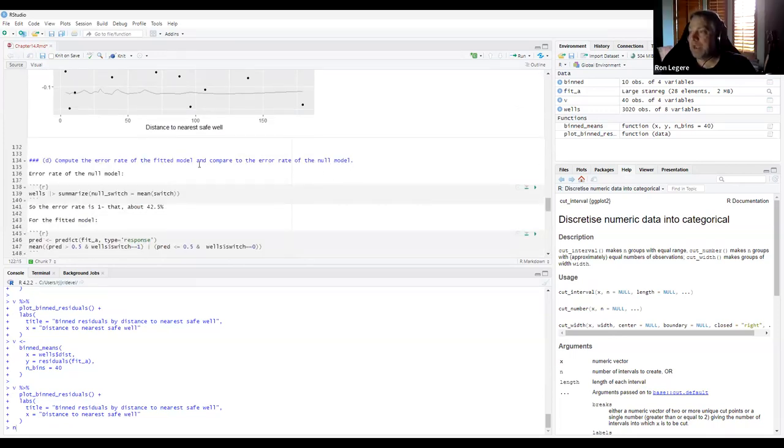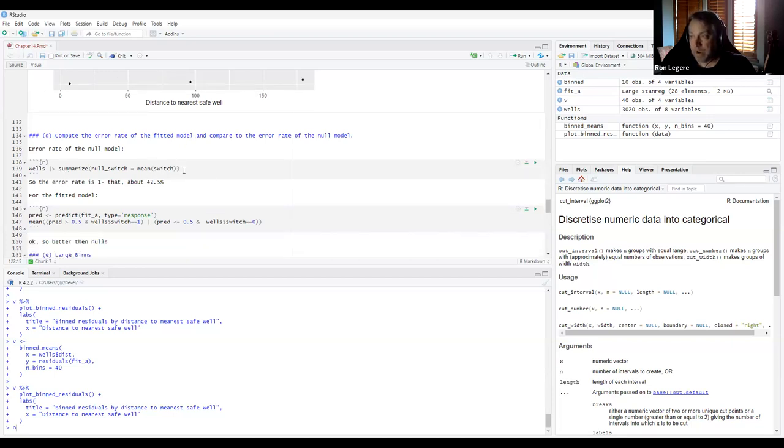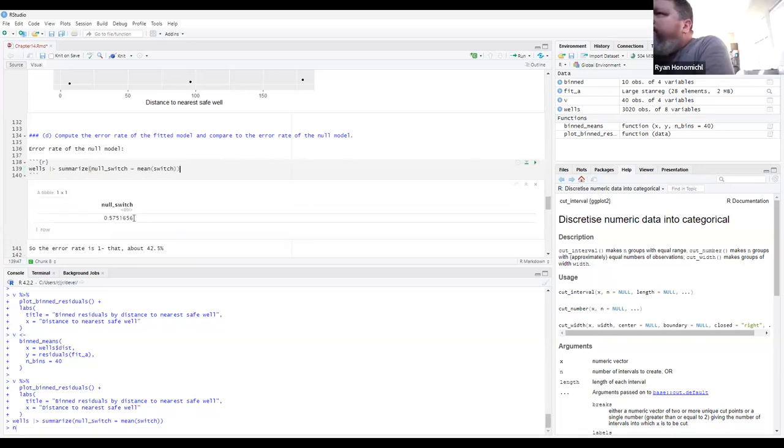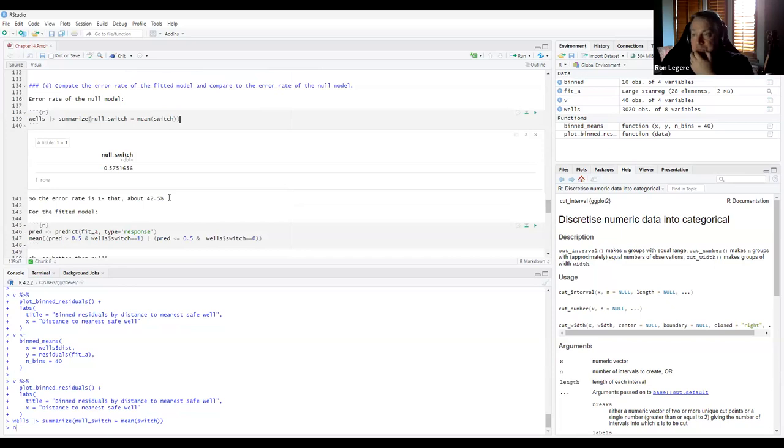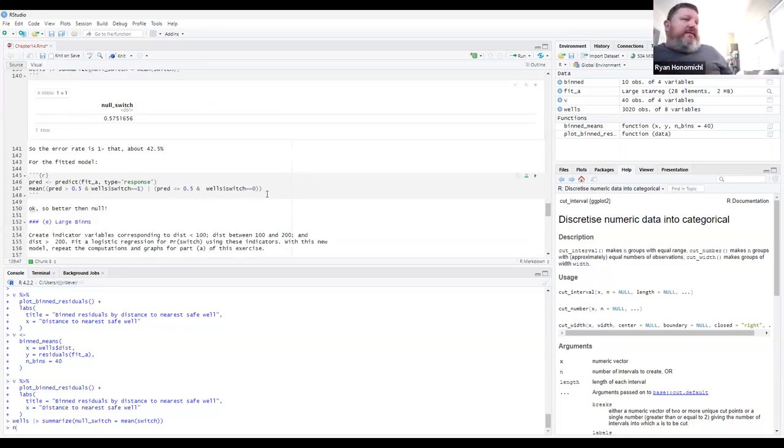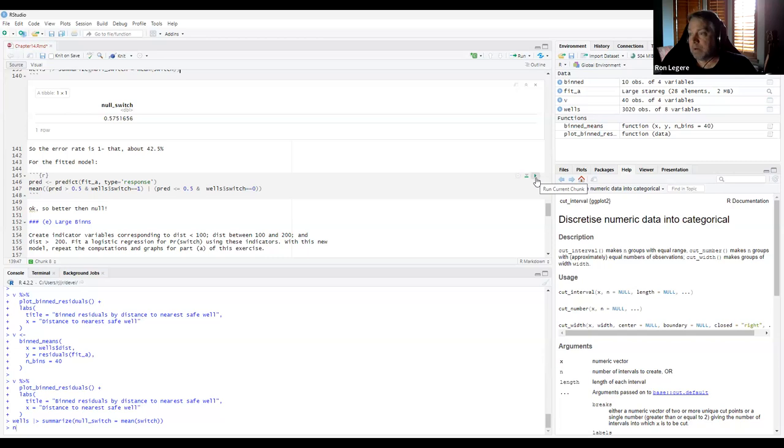So let's see. The last one is to compare the error rate to the null model. The null model is where we just ignore everything, and the probability of switching is just the average probability that everybody switched, which is about 57%. So if we just use that as our model, the error rate would be one minus that, or about 43%. We'd be wrong about 43% of the time based on chance alone. So if we use the fitted model, we can take our data.